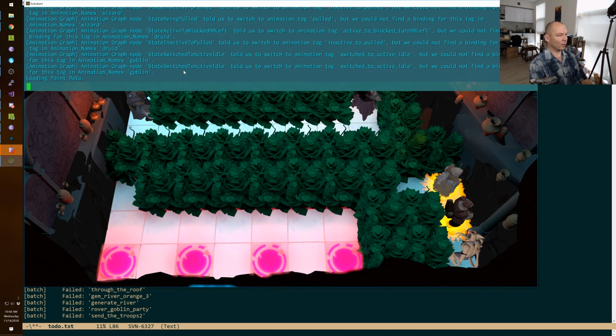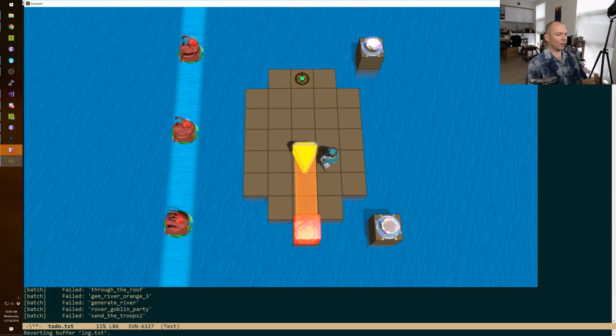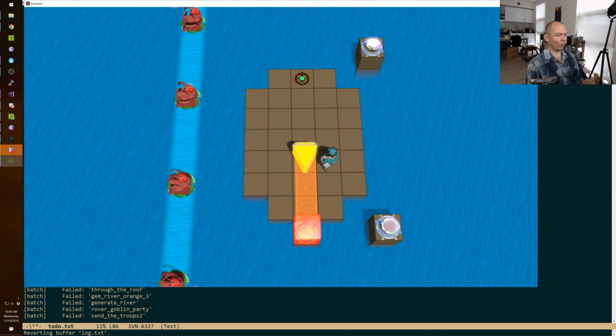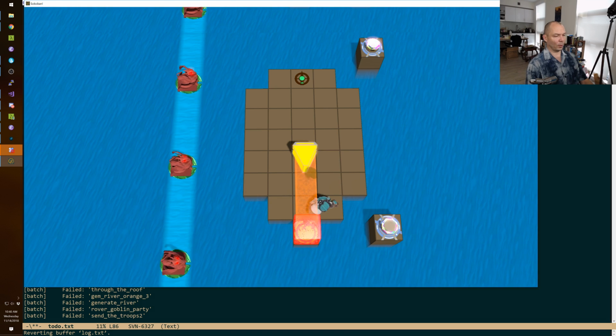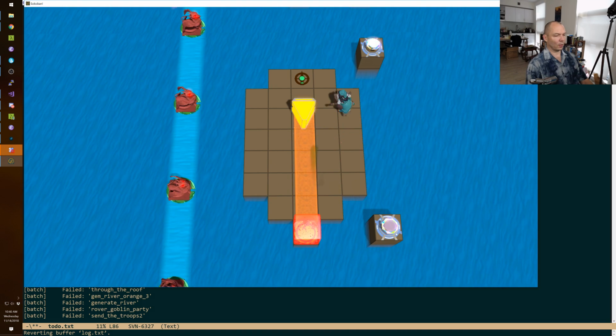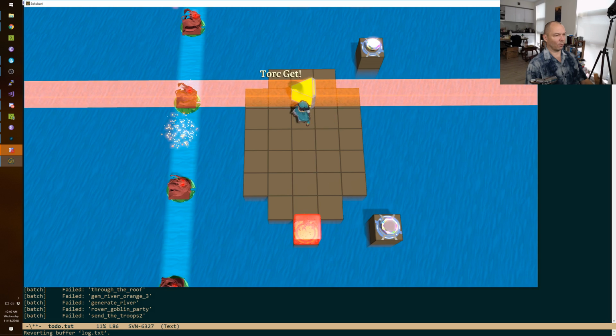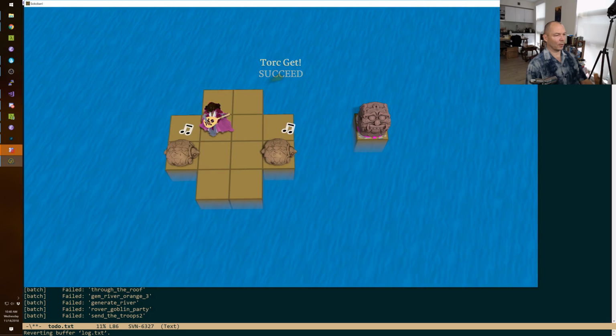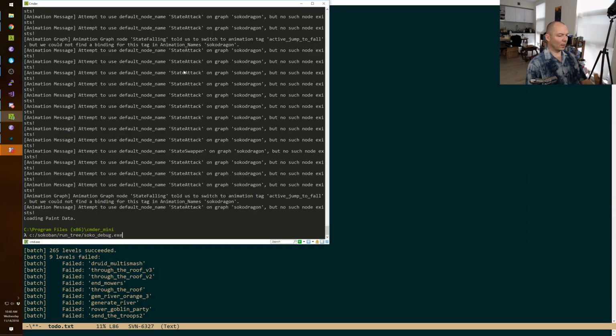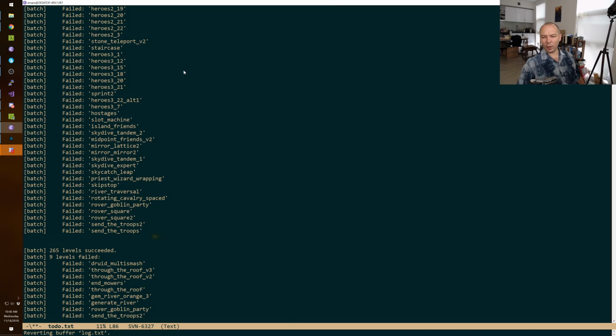Let's try. I think this one didn't work because this orange beam also is a teleport beam. So I think this will actually work this time. Yeah. So we just got to make a new release build and run another test. Any questions about what we've been doing?